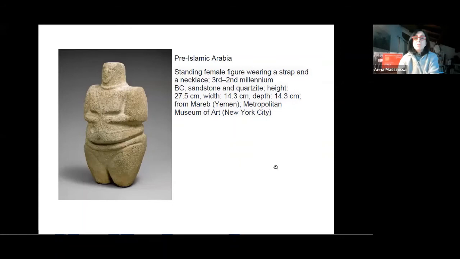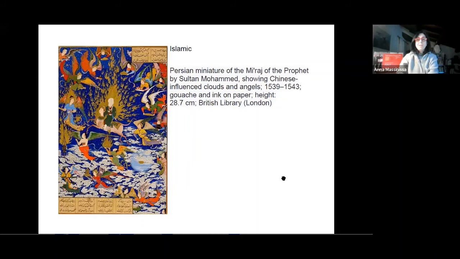This is from pre-Islamic Arabia. It is again a sculpture very similar to the one you had seen before, but there is a big difference of timing between the two. And this is from the Islamic time. Again, look at the beauty the hands of these artists were able to use in this figure.